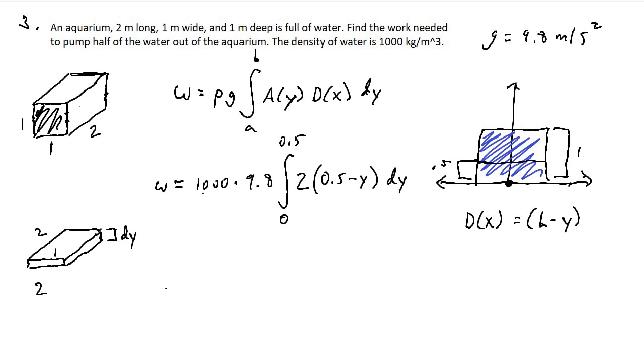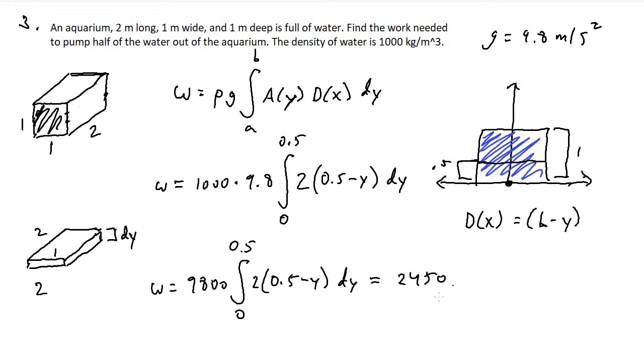And so if I multiply the 1,000 and 9.8, the final formula here is going to be 9,800 times the integral from 0 to 0.5, or 1/2, of 2 times 0.5 minus y dy. Since 2 is a constant, I can also bring that outside the integral, but when you calculate this, you should get exactly 2,450, and the unit for this is joules of work.